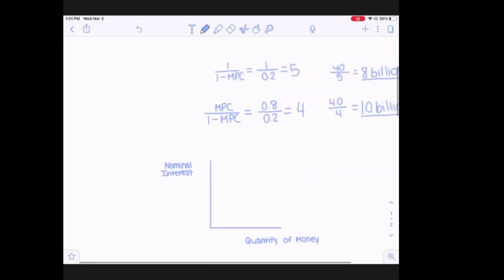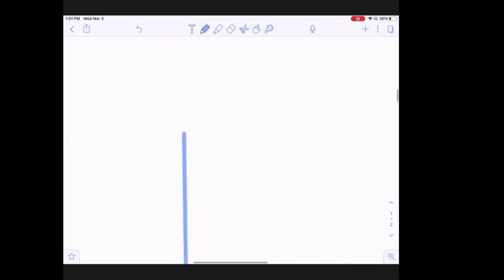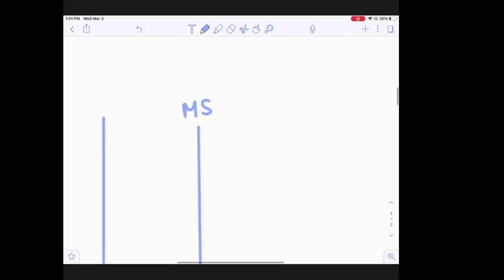Okay, then we draw a vertical money supply graph. All right, so the money supply will be vertical. We'll label it MS on top. We'll go with a Q on the bottom.